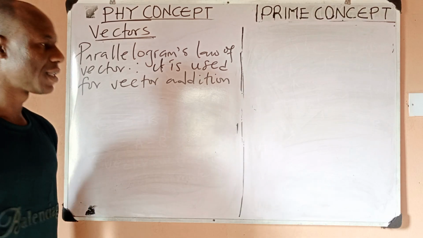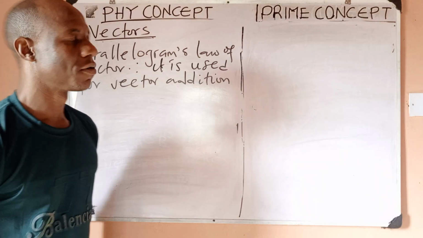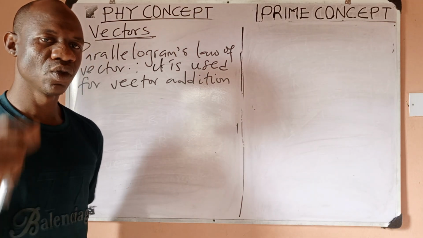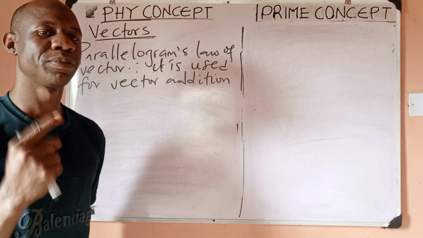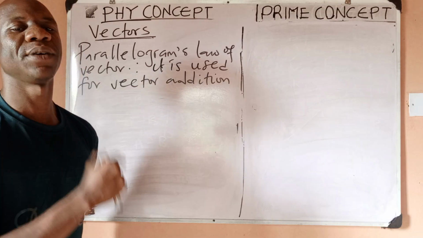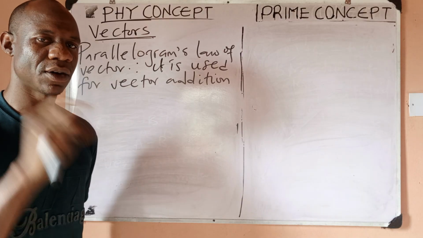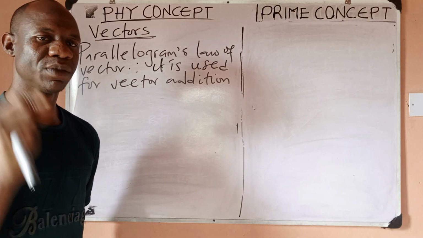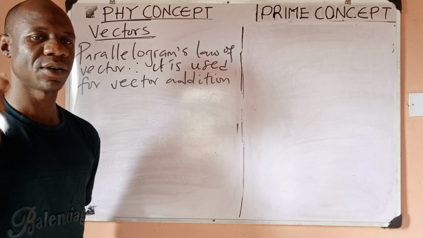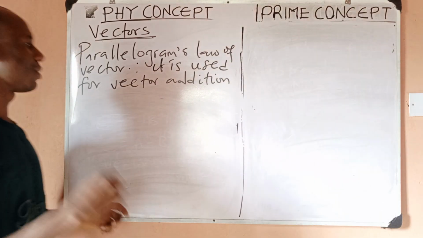This law says that if the two sides of a parallelogram represent two vectors in magnitude and direction, then the diagonal drawn from their point of intersection would represent the resultant of these vectors in magnitude and direction. So let me write it.